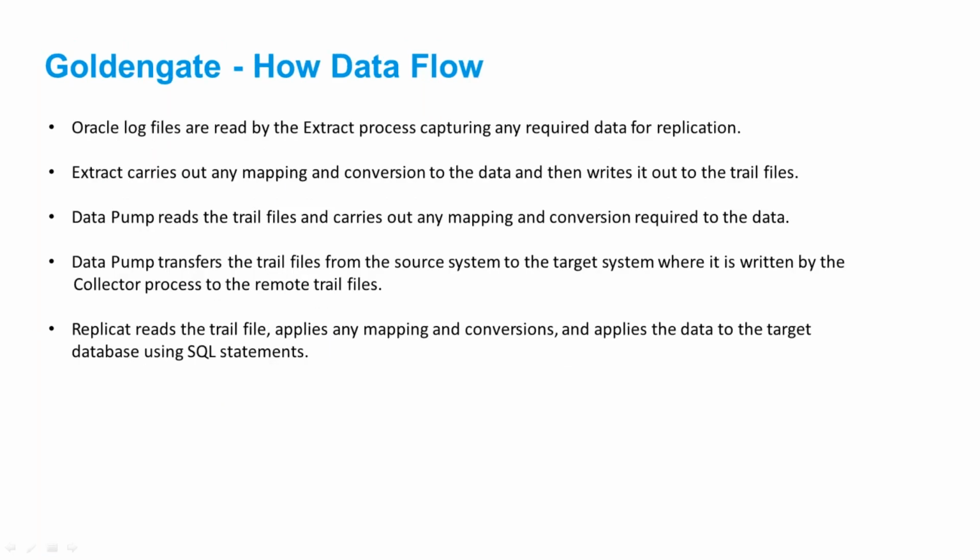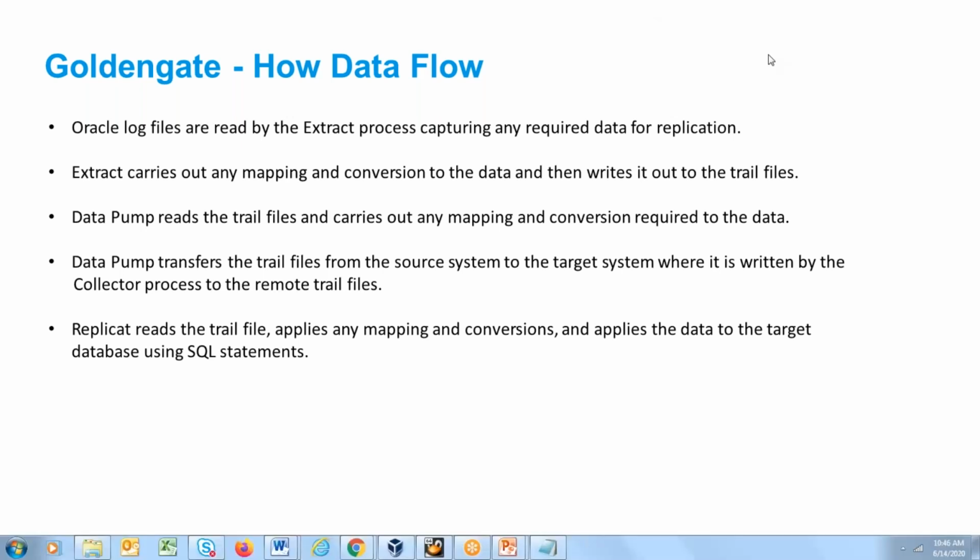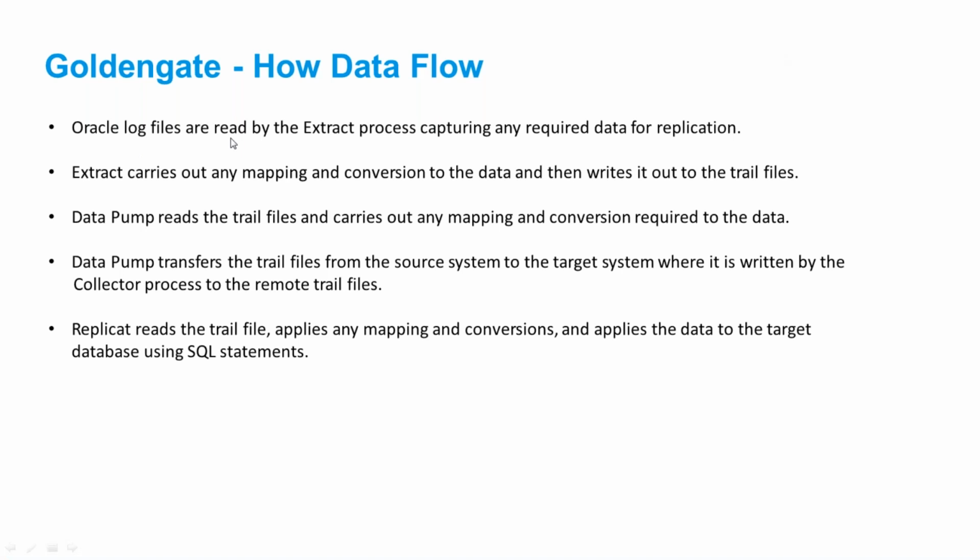So now, how the data flows in Oracle Golden Gate. Oracle log files are read by the extract process, capturing any required data for replication. So your transactions happen in the transaction logs, and who is the ultimate source? Even if we are using integrated capture, what is the ultimate source for the extract process? It's the transaction logs, and then data comes into LogMiner, right? So data gets written into the transaction logs of the database, and then extract reads those.